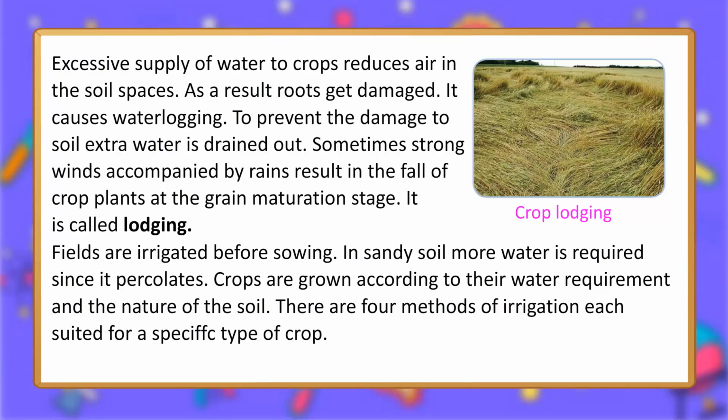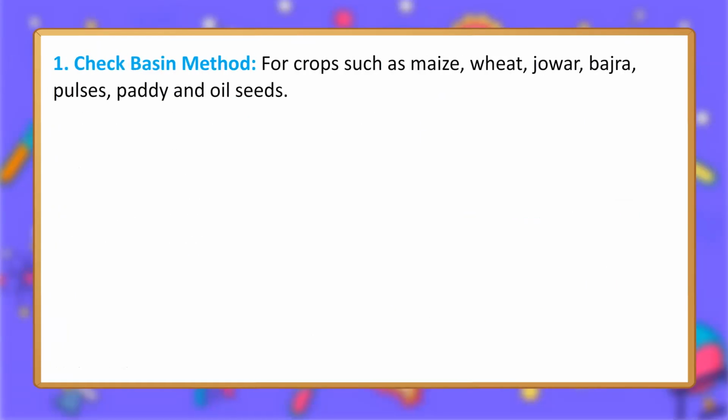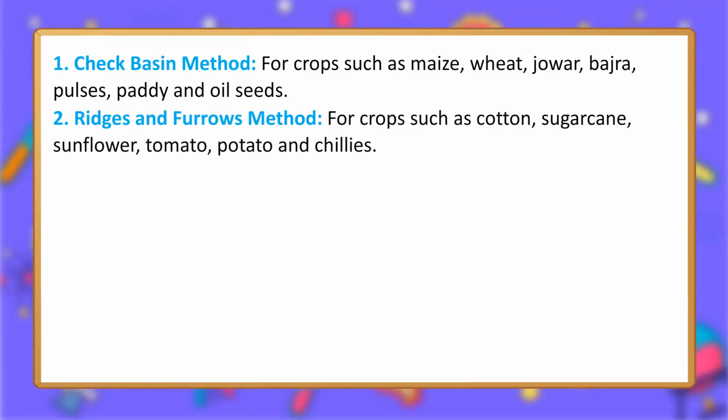In sandy soil, more water is required since it percolates. Crops are grown according to their water requirement and the nature of the soil. There are 4 methods of irrigation, each suited for a specific type of crop. They are: 1. Check basin method, for crops such as maize, wheat, jowar, bajra, pulses, paddy and oilseeds. 2. Ridges and furrows method, for crops such as cotton, sugarcane, sunflower, tomato, potato and chilies.